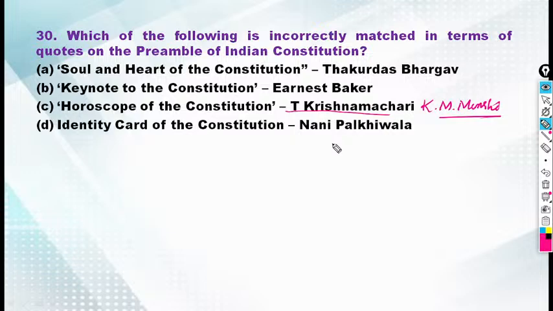Okay, and Nani Palkhivala, a noted constitutional lawyer, the writer of the book We the People, has rightly said that the preamble is the identity card of the Constitution. It identifies, it allows us to enter the Constitution and to understand the Constitution. So it is also right. So the answer, it is wrong. The answer is C.